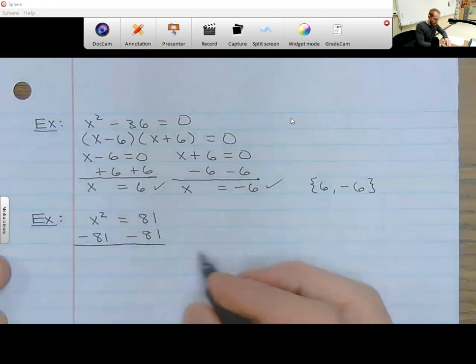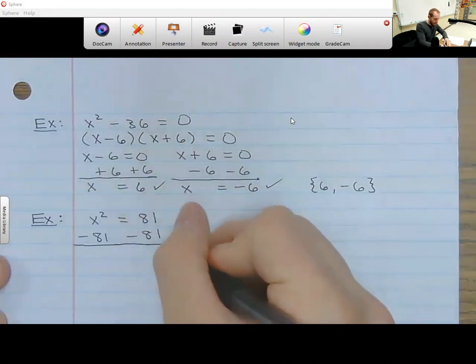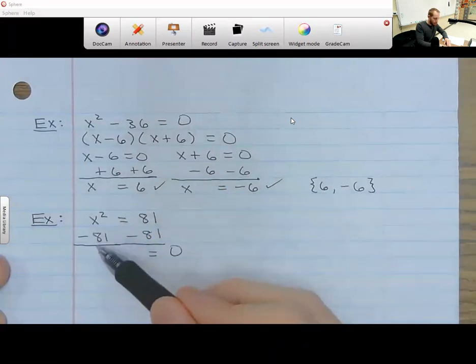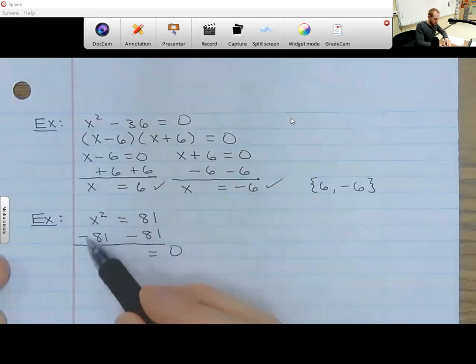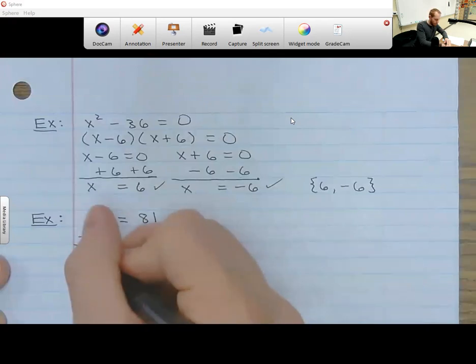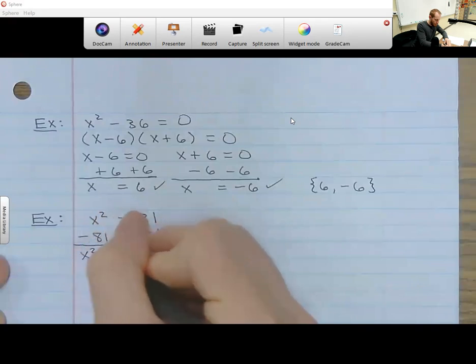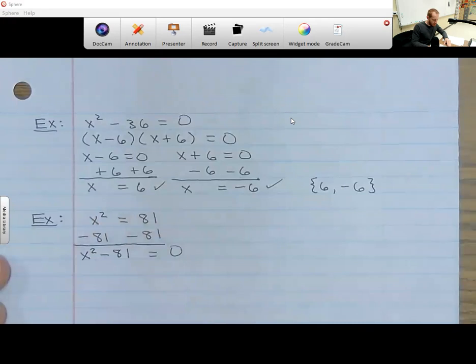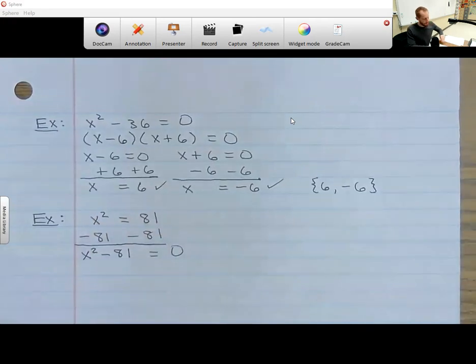Okay. Over here, I know that 81 minus 81 is going to give me 0. And then over here, what do I get? Well, these two terms don't really subtract that well. So the only thing I'm going to have to do is put them together. And I get x squared minus 81 is 0. Okay? Now I have something that I can factor, right? I've got x squared minus 81 equals 0.